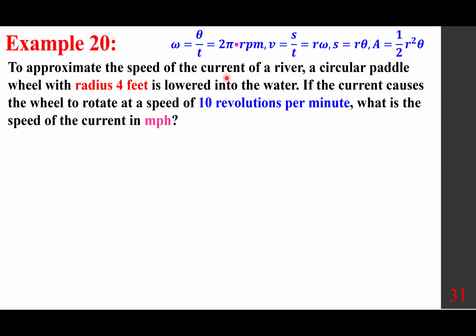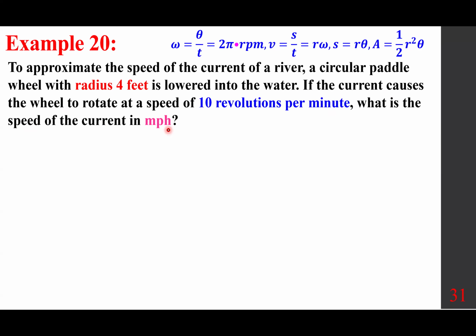To approximate the speed of the current of a river, a circular paddle wheel with radius 4 feet is lowered into the water. If the current causes the wheel to rotate at a speed of 10 revolutions per minute, what is the speed of the current in miles per hour?